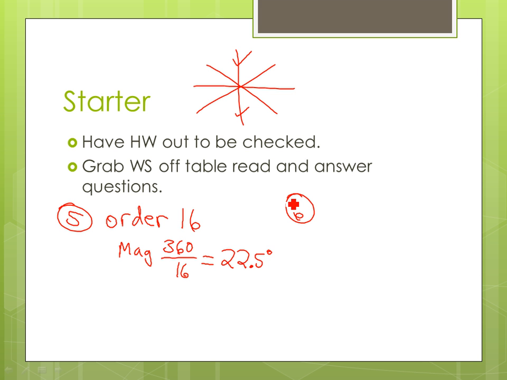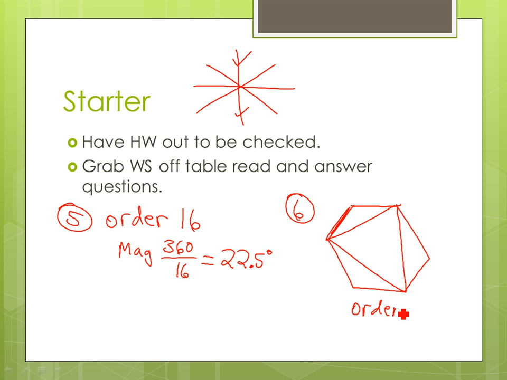Then number 6, be careful on a problem like number 6, because that's a hexagon, but they stuck this extra thing in there. So if we spin it so that this side's on top, it's not going to look the same as it did originally. So our order here is 3, and our magnitude, 360 divided by 3, which is 120 degrees.